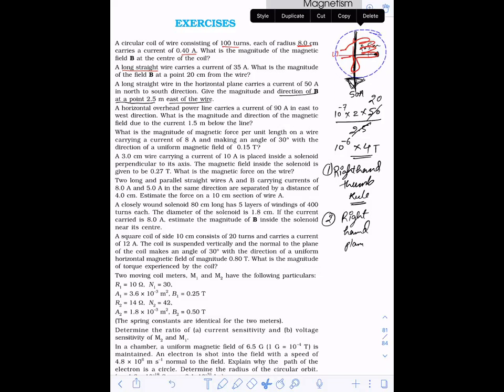I have got only one person answering to that. You have to point your fingers towards the point, and your thumb towards the direction of current. I have drawn that. Thumb should be pointing towards the direction of the current, and your four fingers must be pointing towards the point. Then the perpendicular drawn to your palm will give you the direction of magnetic field. This is how you will do that.